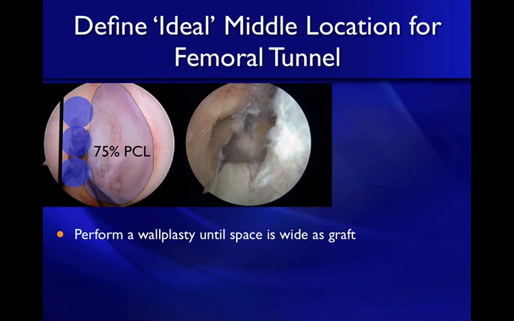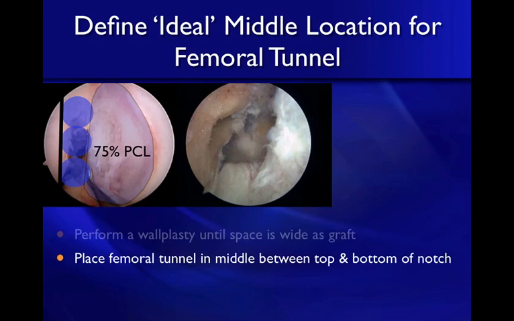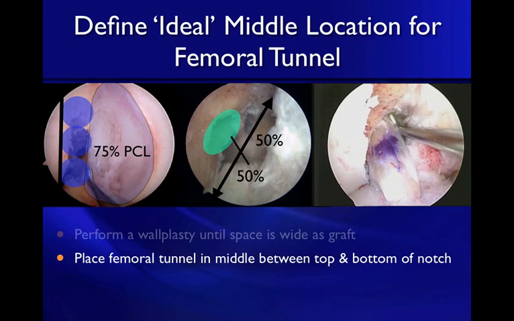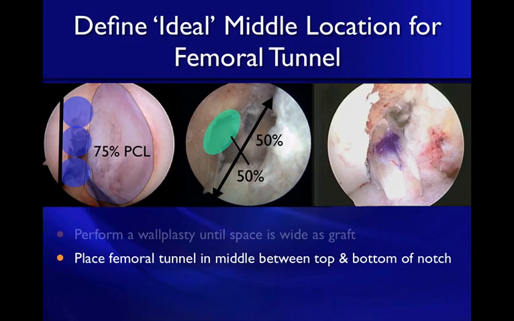So here we've performed the wallplasty, and we can place the femoral tunnel in the middle. That's why we say ideal middle location, in the middle between the top and the bottom of the notch. And notice that this tunnel is not against the articular surface. And this is what such a graft looks like when the graft is placed in the ideal middle tunnel location.